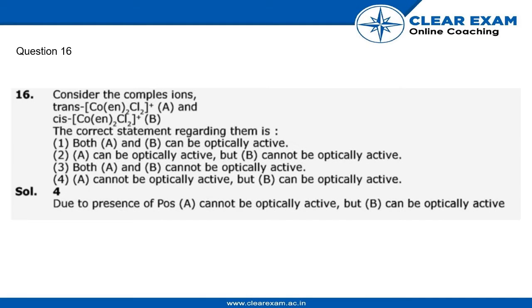So hello guys, today we'll be solving this question number 16. What we have to do in this question is we have one trans element, this one which I have highlighted, and this one is the cis element. We have to find if the trans element is optically active or not, and if the cis element is optically active or not. So I hope you get the question. So let's get to the answer.